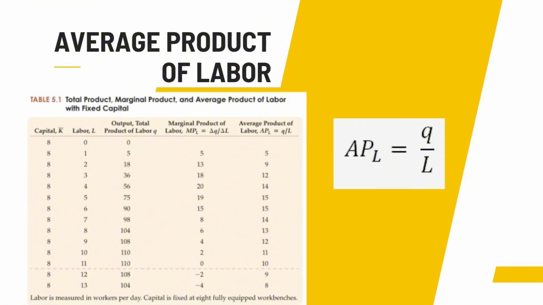How do we get the average product of labor? Average product of labor equals Q over L. For example, in Table 5.1, the total product of labor is 18, divided by labor of 2. So the answer is 9. So 9 is the average product of labor.